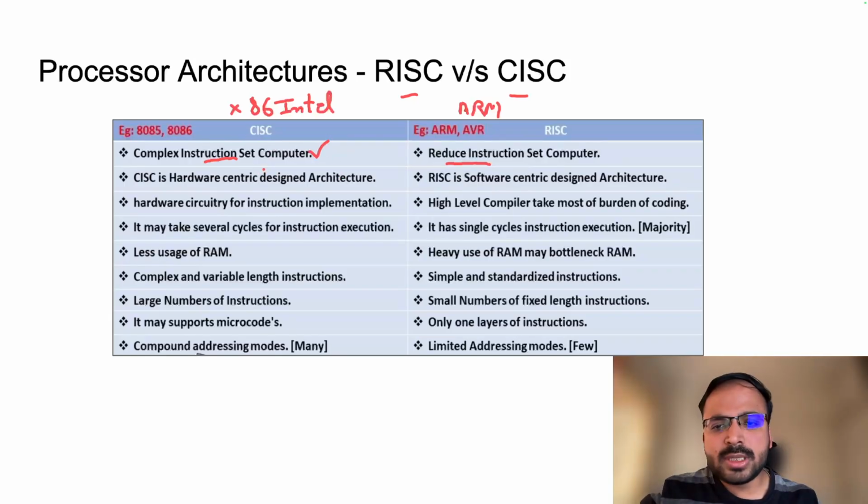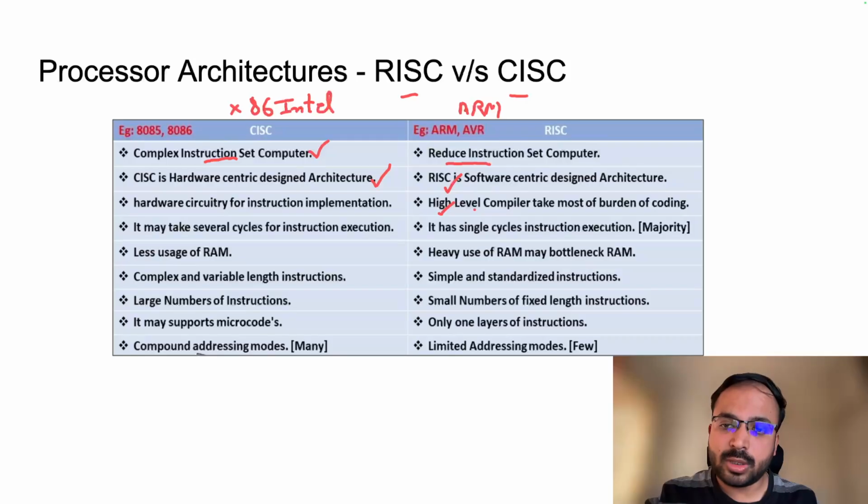Now with more instructions, you will require more hardware logic to implement those instructions. So CISC is a more hardware oriented design, and RISC is a more software oriented design. The hardware complexity is less in RISC as compared to CISC. That is what the third point says: hardware circuitry for instruction implementation is more complex in CISC, while in RISC the high level compiler takes care of more. So the hardware is less complex, but you will need to write more code.